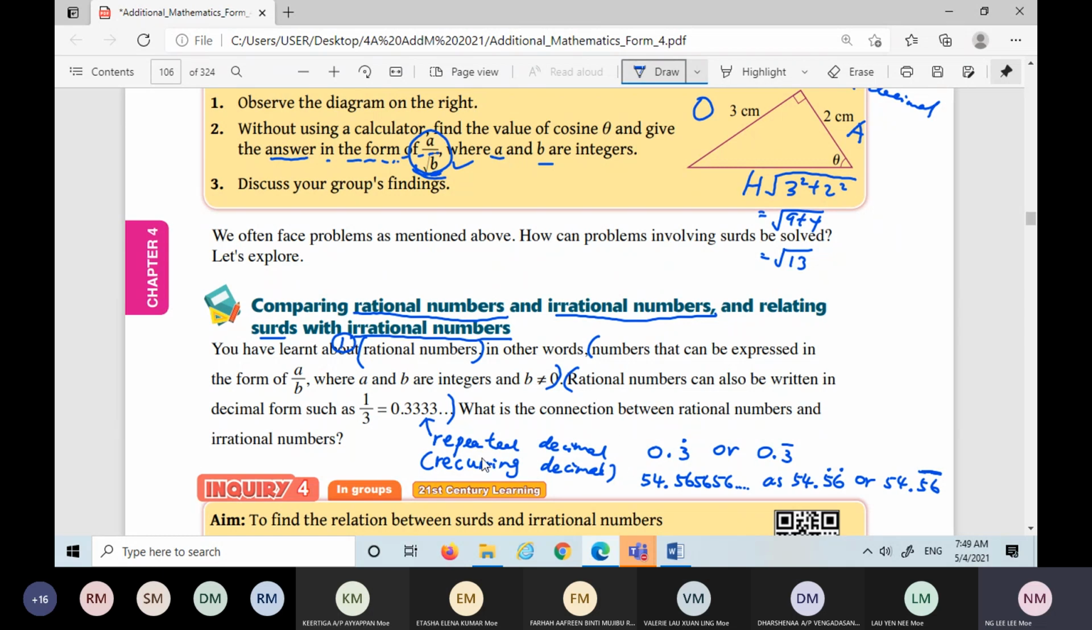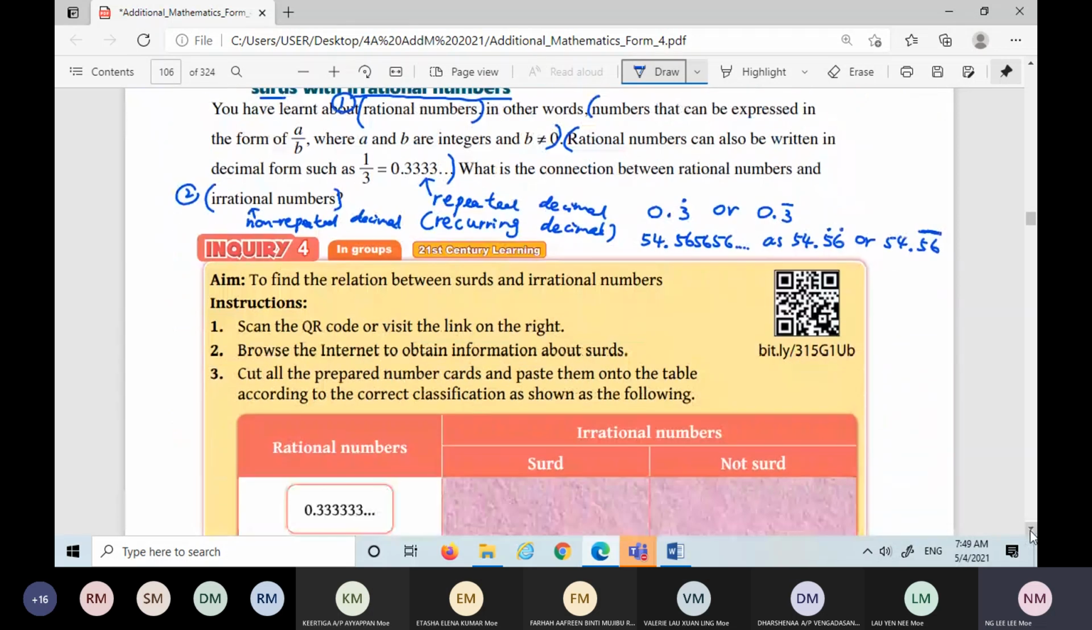Then the second one will be the irrational number. For an irrational number, you will see a non-repeated decimal. If you see a non-repeated decimal, then you know that is an irrational number. Now you understand the rational number and the irrational number.